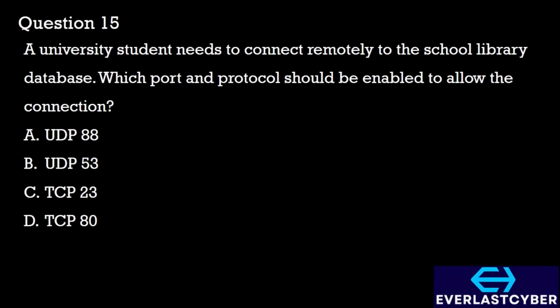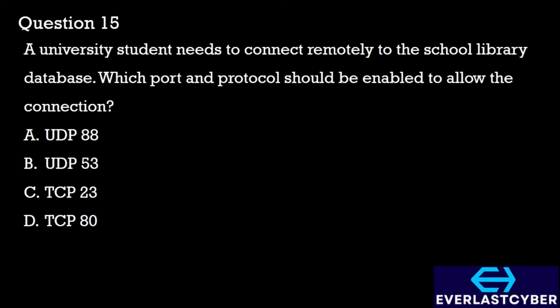Question 15. A university student needs to connect remotely to the school library database. Which port and protocol should be enabled to allow the connection? A. UDP 88, B. UDP 53, C. TCP 23, D. TCP 80.